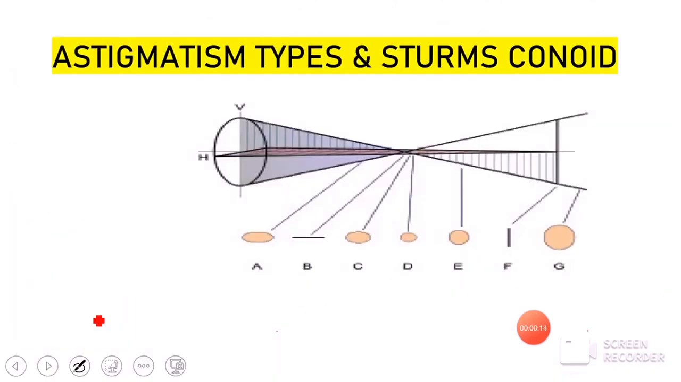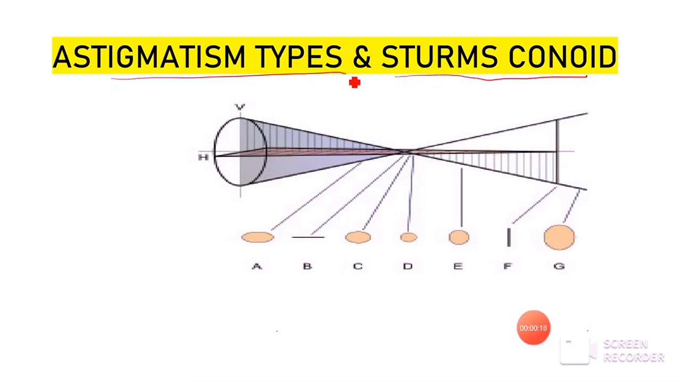Now, based on the Sturm's conoid, can we tell what type of astigmatism is present? Yes, we can, and this concept is very important. Let us imagine an eye where the retina is present at a point A. If you remember, at point A, we were getting our prolate ellipse, right? So now, what type of astigmatism does this patient have?